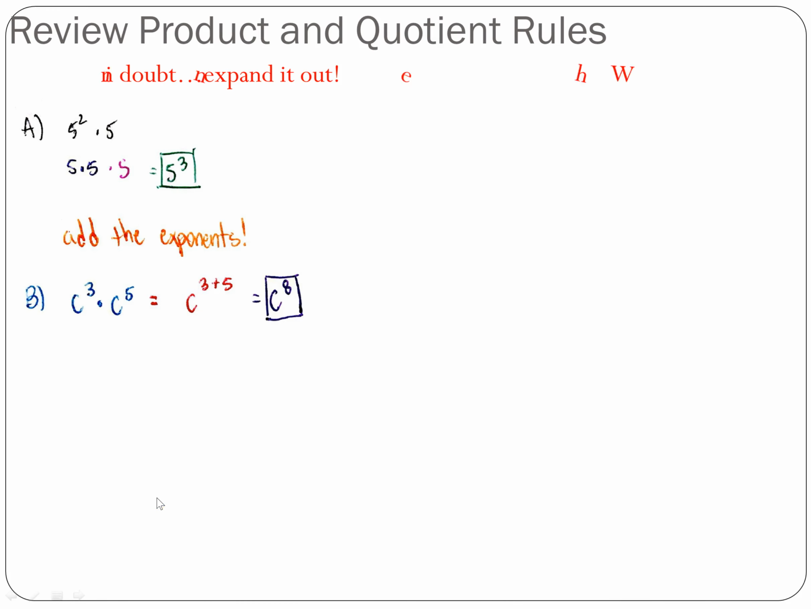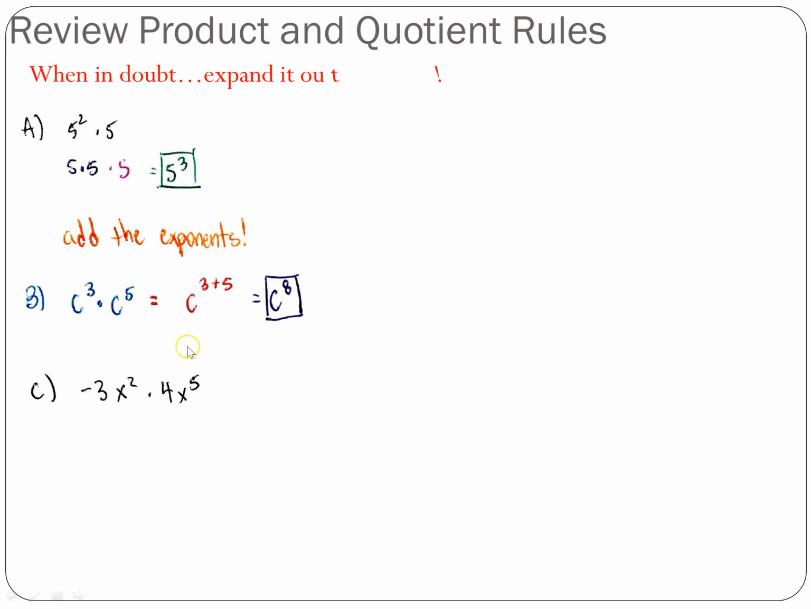Again, if you need to review why, when in doubt, as this is repeating itself, expand it all the way out. So 3 C's and then 5 C's. How many C's do I have together? C to the 8th. All right, let's get a little bit faster, a little bit more quick hitting. A little bit more complicated too.